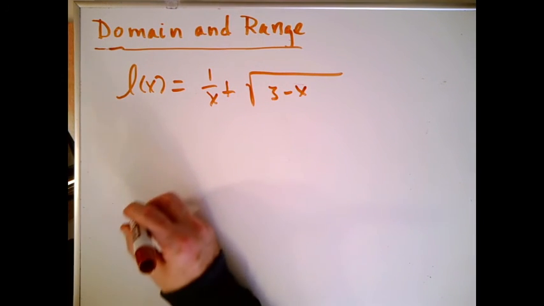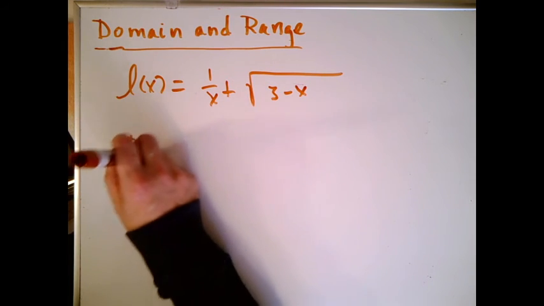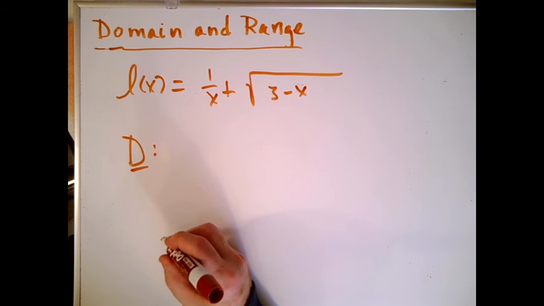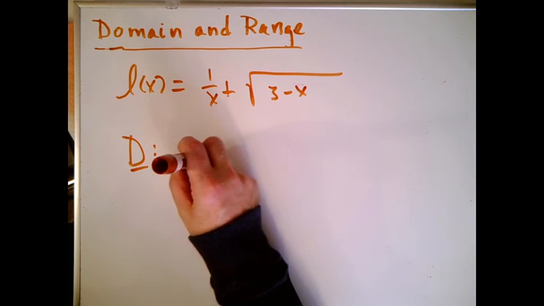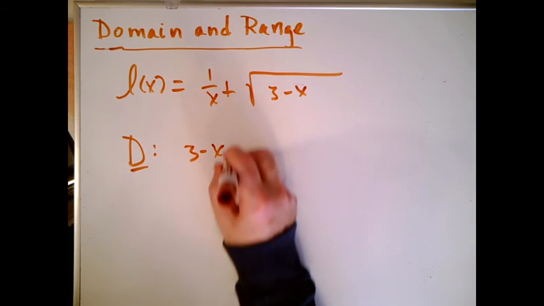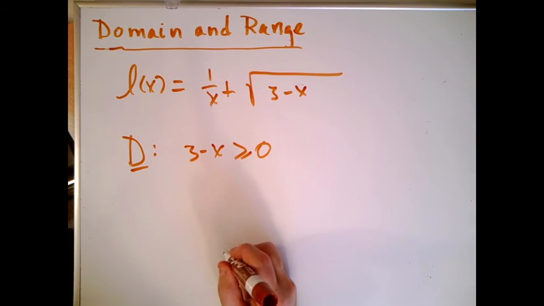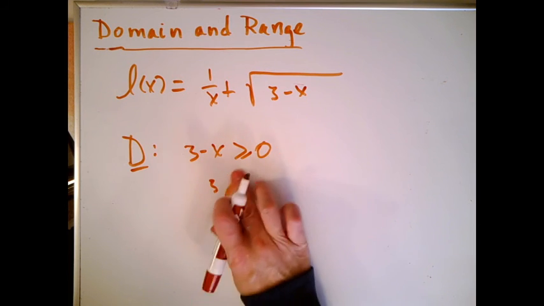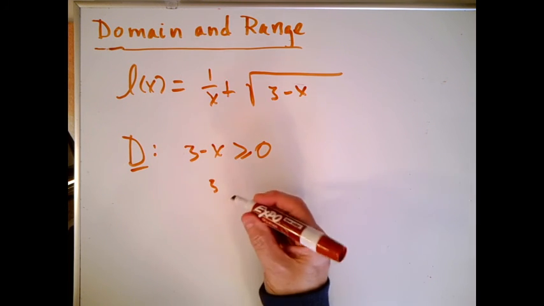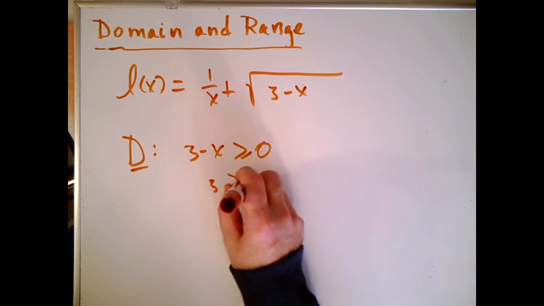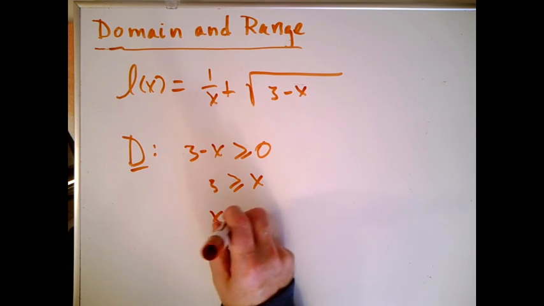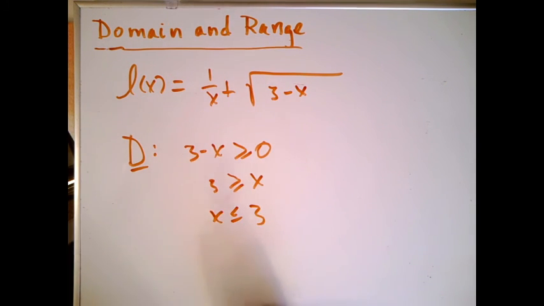Now, in order to find domains, what we're supposed to do is make sure that insides of square roots are always positive. So I'm going to do that first. I'm going to take the inside of the square root. I'm going to make sure it's positive. So I get something like 3 is bigger than x. I'll write this so it feels more comfortable. I'll say x is less than or equal to 3. That sounds like it's the whole domain.